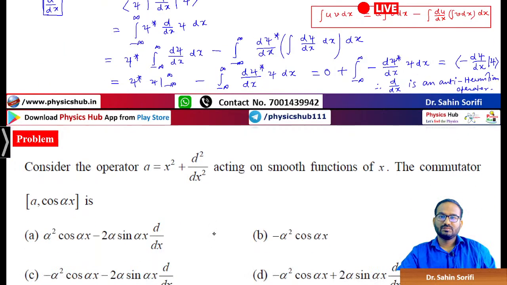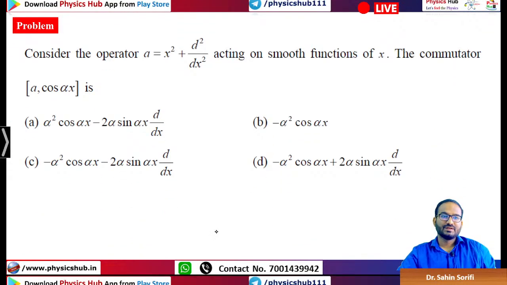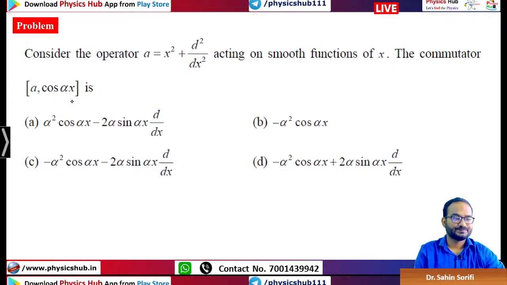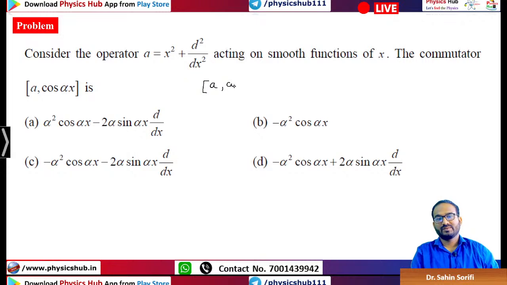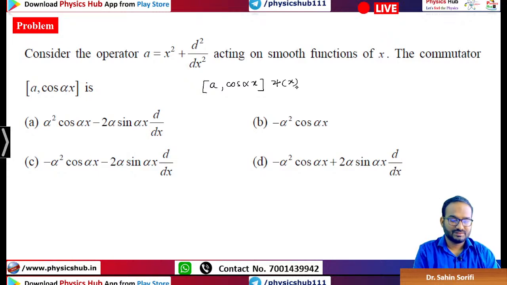Let us move to this problem. Consider the operator A equals x squared plus d squared by dx squared acting on a smooth function of x. The commutator of A with cos alpha x is asked. Look, whenever you see this kind of operator and commutator, you should apply it on some wave function psi. So you have to apply the commutator on some wave function psi. Just a moment.